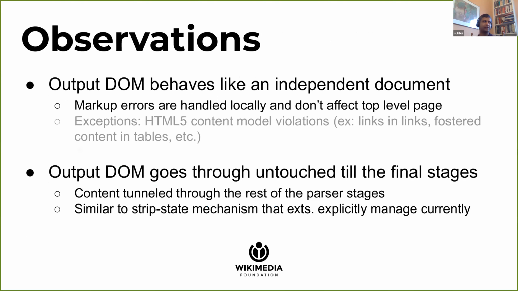So a couple of observations at this point. The main thing to note here, as I said, is that the output is a DOM. And more importantly, it behaves like an independent document. So if there are any markup errors in the HTML string, all the errors are localized. It will not affect the top level page. This is unlike the current regime, where if you had markup errors, either due to user error or because of a bug in the extension, it might percolate back into the top level page. But that will not happen when you return a DOM.